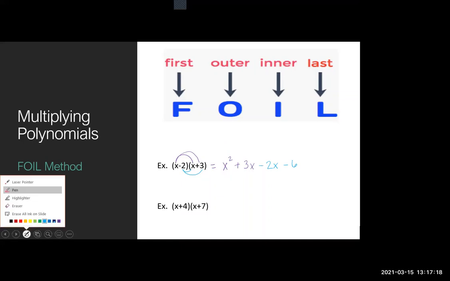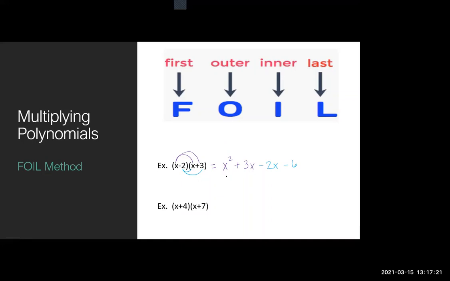Now here's the beauty in this, and this is the one step you don't want to miss, is notice these two are what we call like terms. They have the same variable and the same exponent, so we can add them. 3x minus 2x would give me 1x. And then I would leave the others.